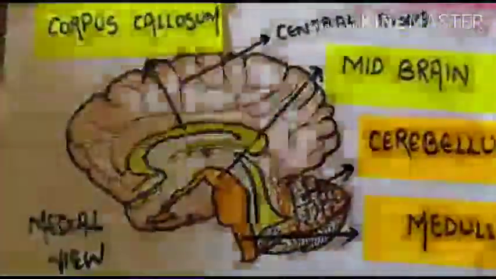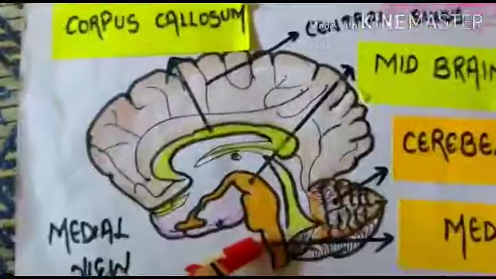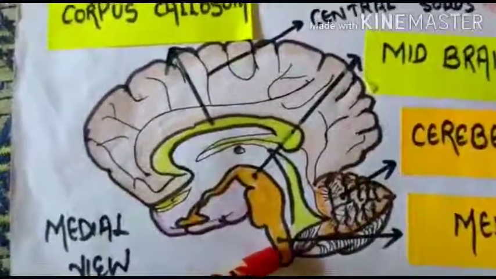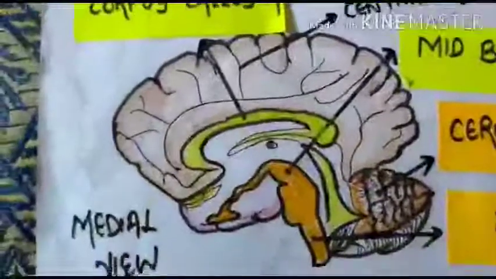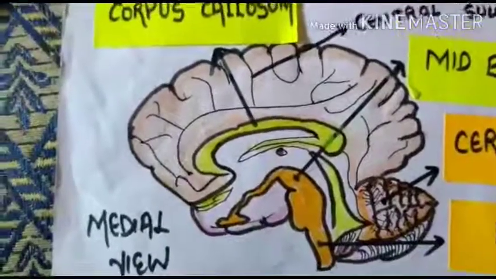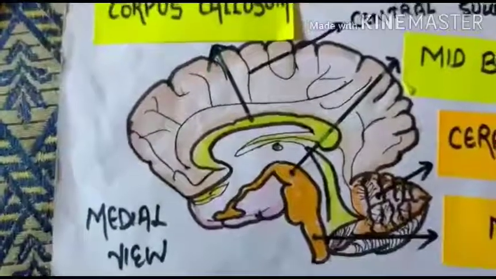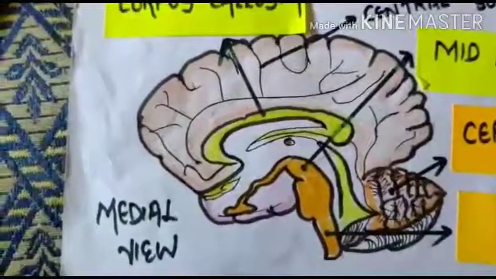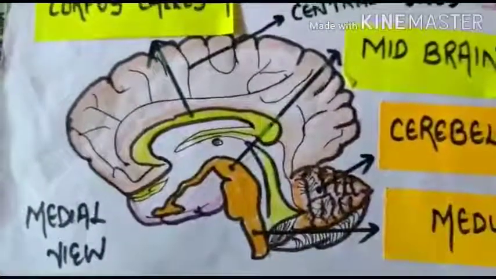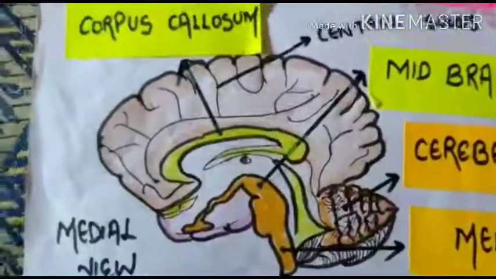After midbrain, here is the medulla. Medulla, or we also call it medulla oblongata. It is the long stem-like structure which makes up the lower part of the brain stem, responsible for autonomic or involuntary functions ranging from vomiting to sneezing.